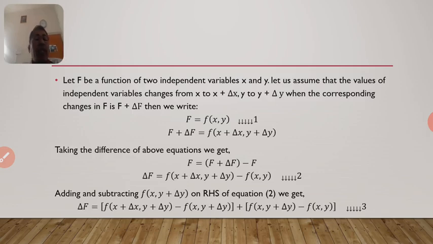Adding and subtracting f of x, y plus delta y on the right hand side of equation 2, we get delta f equals, in the bracket, f of x plus delta x, y plus delta y minus f of x, y plus delta y, bracket close, plus, in the second bracket, f of x, y plus delta y minus f of x, y.